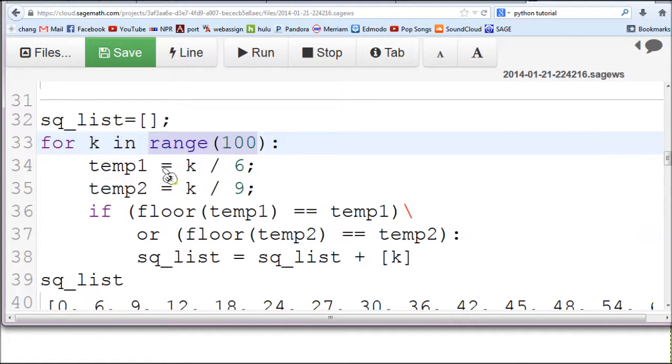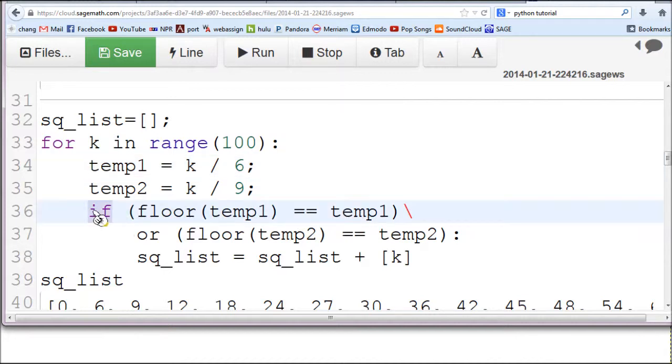And we're going to do the following, and make sure you have indentation here, as you can see on all of them. First, we're going to store this value k divided by 6. This is not going to be a numerical value. It's going to be an exact fraction expression in Sage. Temp2 is going to be k divided by 9. So we have these two quantities as k varies. So let's say k's beginning value 0 is going to give 0 and 0, and k equal to 1 is going to give 1/6 and 1/9.